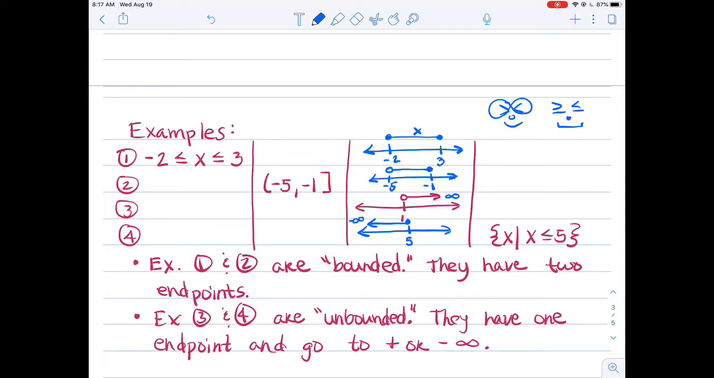I'd like for you to pause the video and see if you can fill in the other 2 blanks for each example. Once you've given it a try, come back and see if you were right.